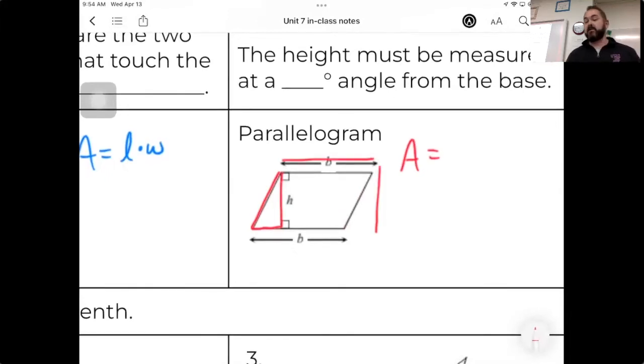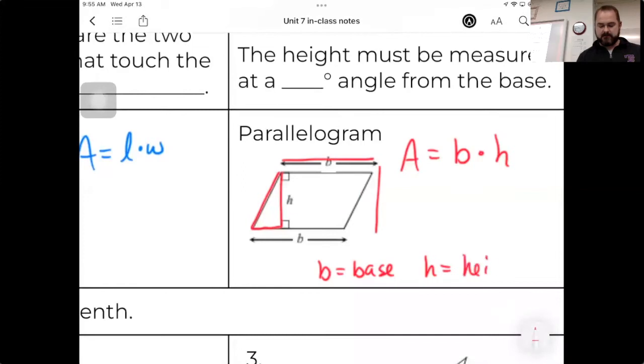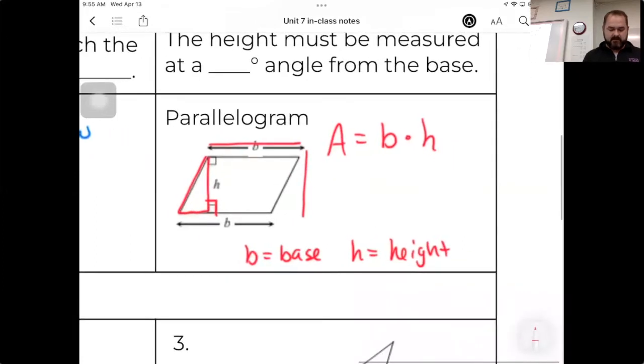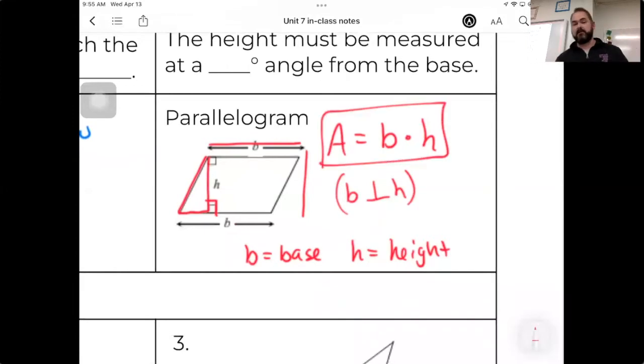Well, instead of length and width this time, we're going to call the left and right dimension the base, and the up and down measurement the height. Base is B and H is height. You'll notice base and height always form a right angle with each other. That's another thing to remember, that the base measurement is always perpendicular to the height measurement. But this is your area formula for a parallelogram, base times height.